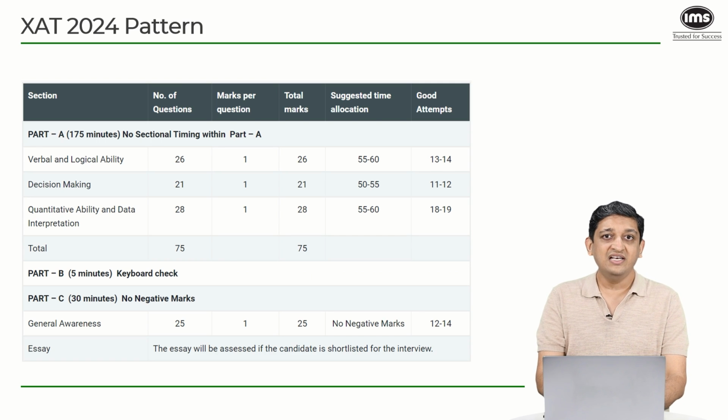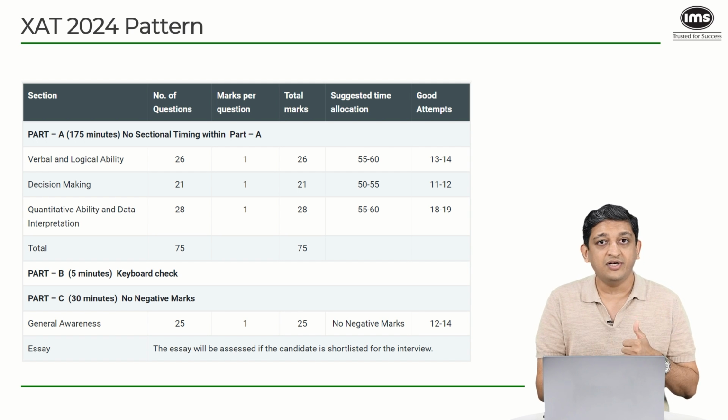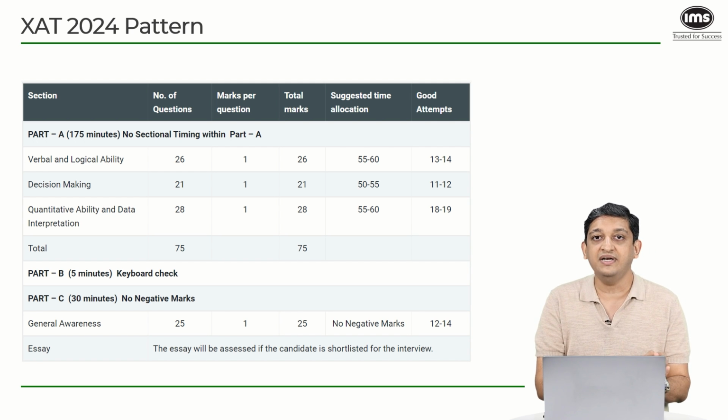Now, in terms of the latest XAT 2024 pattern, if you look at the entire test, part 1 goes on for 175 minutes, and this part A is the aptitude side of things, wherein you will have 3 sections: verbal and logical ability, decision making, and quantitative ability and data interpretation. So these are the 3 sections that are broadly present at the XAT. The number of questions at XAT 2024 were 26, 21 and 28 respectively, which brought the total number of questions to 75.